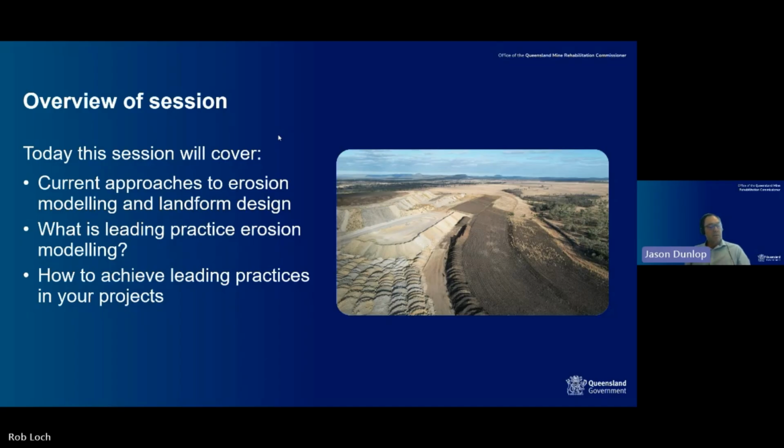So this workshop will talk through some of those issues that do need to be considered. We're going to look at the current approaches to erosion modelling and landform design. We'll talk through what is leading practice of erosion modelling, and then we'll talk through how to achieve leading practice in your own projects. Today's workshop will step through the guidance that has been published. We have a publication on the Queensland Mine Rehabilitation Commissioner's website that talks about this work, and I encourage you to have a look at that, download it, and have a read after the session.